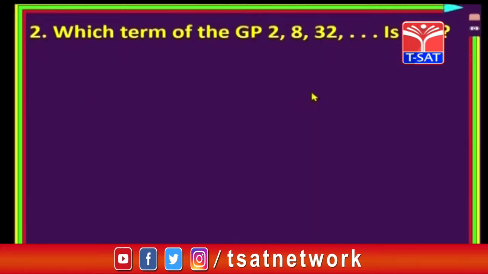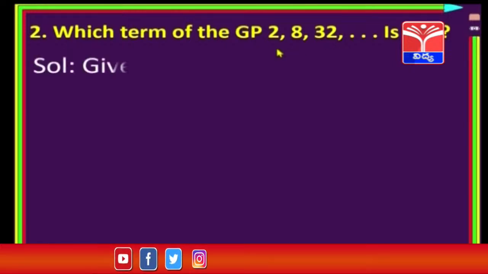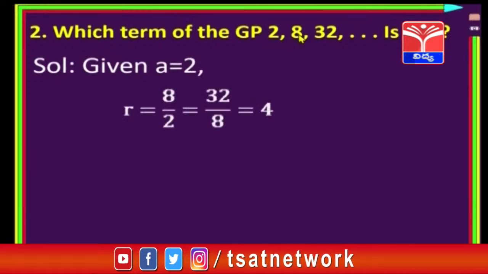Let us see one more example, that is, which term of the geometric progression is 512. Here the geometric progression was given, we have to find which term of the geometric progression is 512. So in the given GP, we have the first term. What is the first term? That is 2. And what is the common ratio?